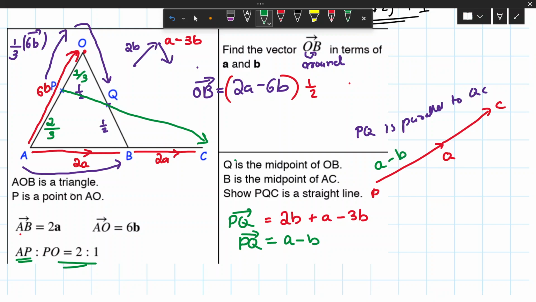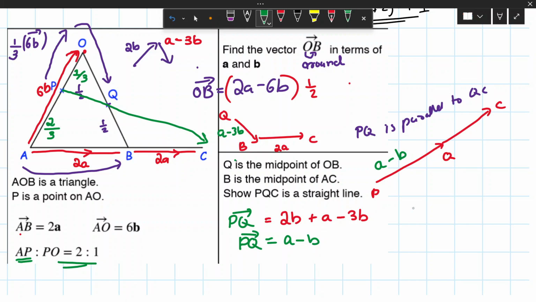Now I have to find QC. So if I have to find QC, I'm going to go Q to B, then I'm going to go B to C. B to C is easy because I know that is 2A, so I've got that part ready. Now I have to find Q to B, and we know Q to B is half of O to Q, and it is half of OB. So half of OB, just like how we found earlier, is half of 2A minus 6B. So the OB part would be again A minus 3B. Obviously, OQ and QB are the same thing. So whatever answer you got earlier for the OQ part will be the same as what you get for the QB part.